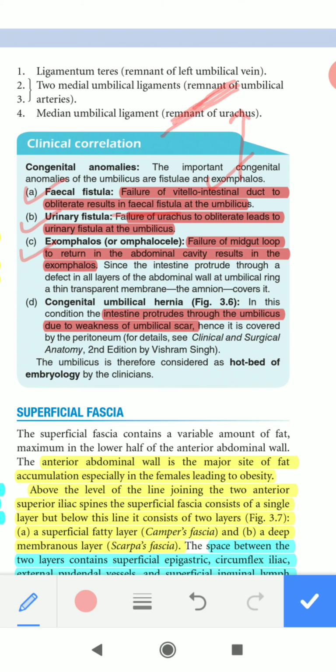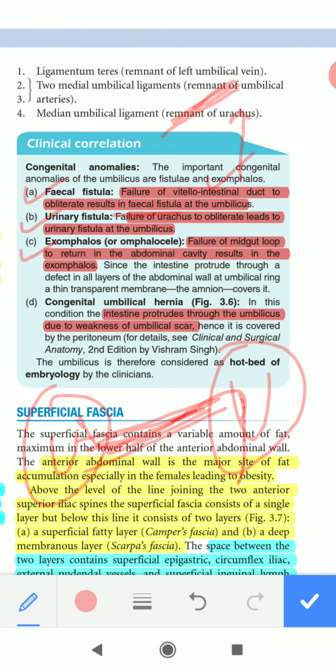Urinary fistula: failure of the urachus to obliterate leads to a urinary fistula at the umbilicus. So if the urachus persists, there will be a connection between the urinary bladder and the umbilicus, and urine will come out from the umbilicus.